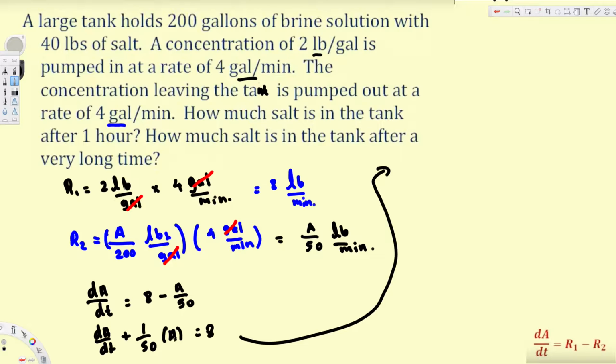Now you know that when we have a first order linear differential equation, what we do is we pick up the P of t value.